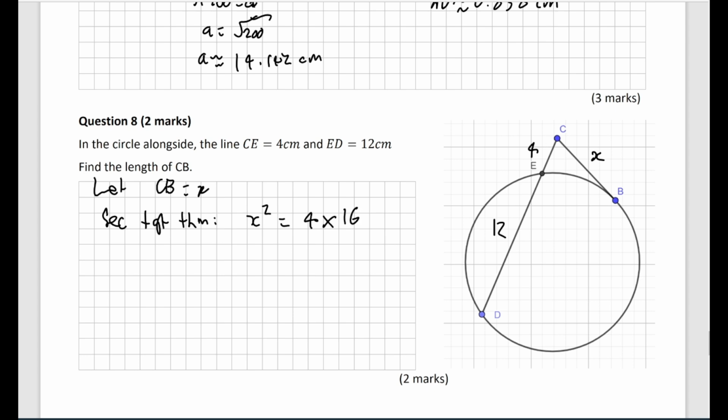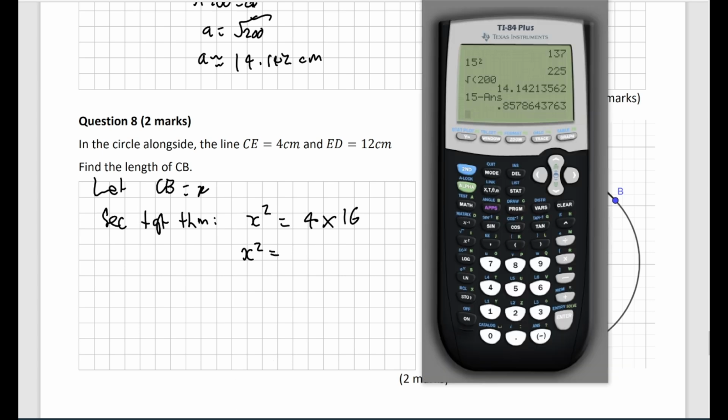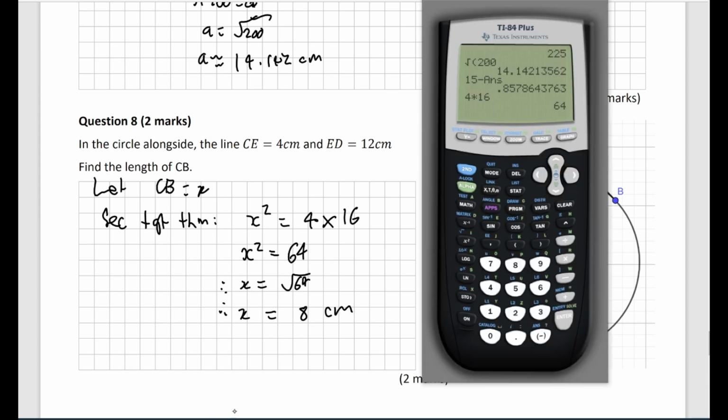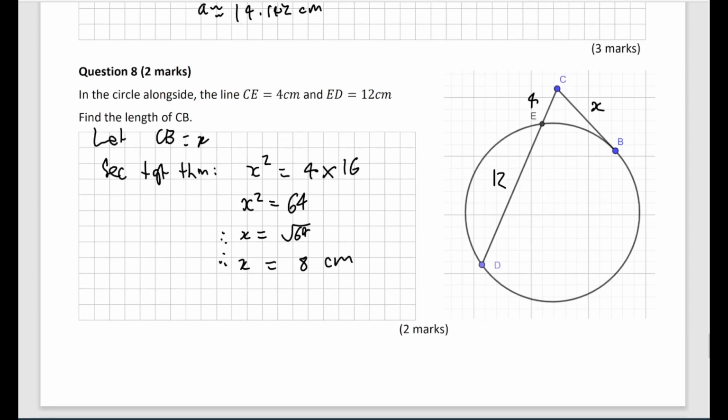You have to be really careful. Don't do 4 times 12. It's 4 times the whole length, which is 16. So x squared equals, well, 4 times 16 is 64. Therefore, x equals square root of 64. Therefore, x equals 8 centimeters. Just double check that. Square root of 64 does indeed give you 8. So there you go. Technically, I should have had secant tangent theorem out there and said x squared equals 4 times 16 by the secant tangent theorem.